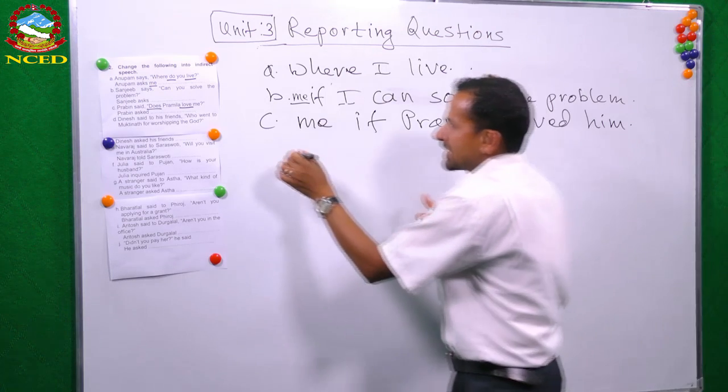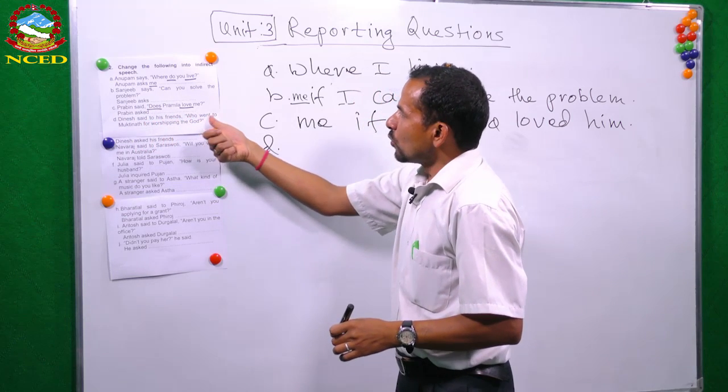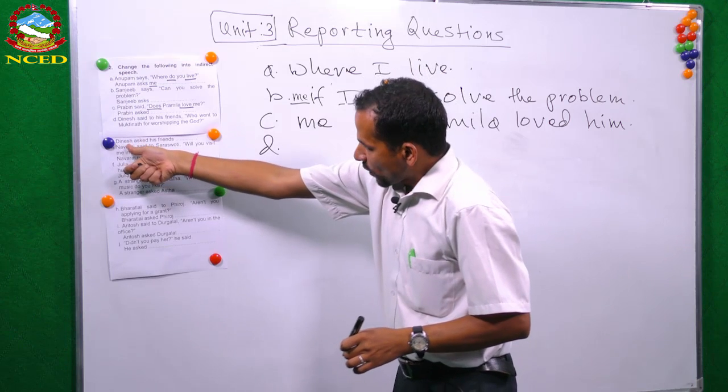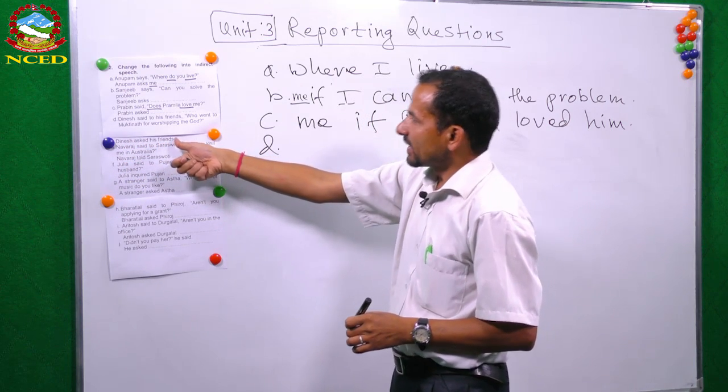Okay, now number D, it's very long. Dinesh said to his friends who went to Muktinath for worshipping the god. The reporting clause is given there. Dinesh asked his friends, it is given.